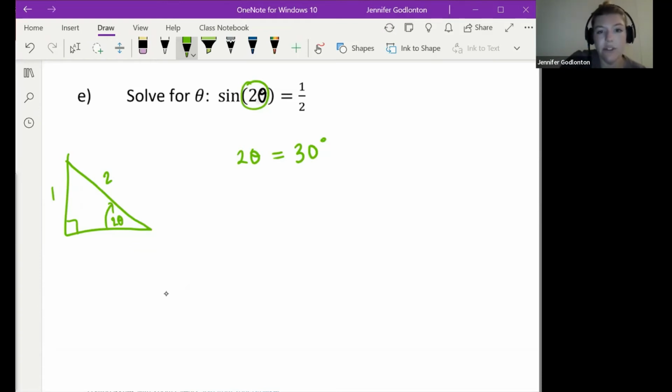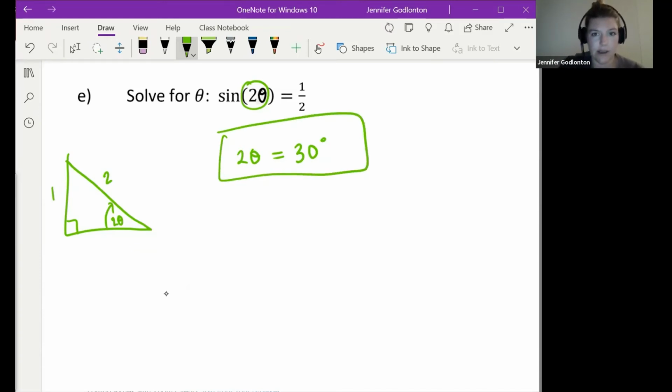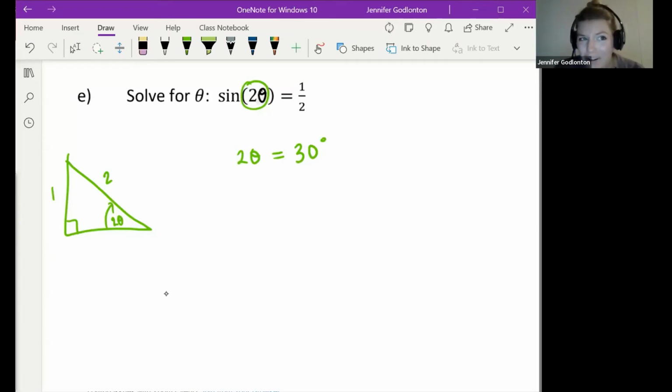Everyone should have been able to get to this point over here. And if you didn't, that's also fine, especially if this is new. So 2 theta is equal to 30 degrees. But I don't care about what 2 theta is. I want to know what just theta is. So I need to divide both sides by 2. Therefore, theta is equal to 15 degrees.